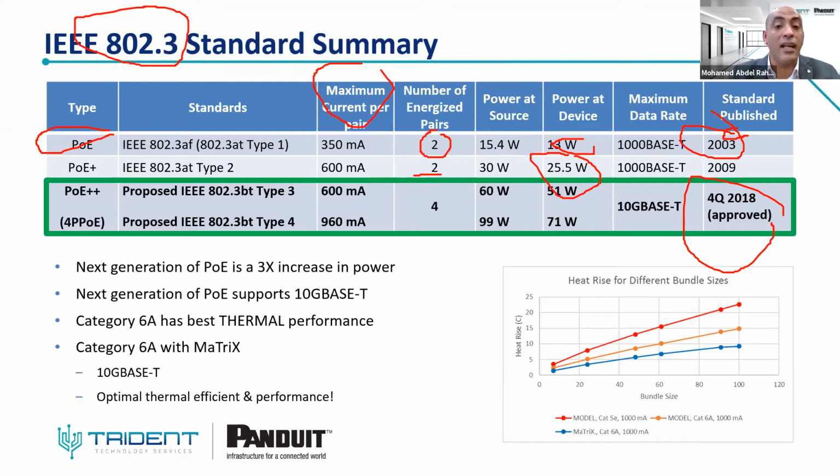You need to understand that starting from type 4, you have now type 3 and type 4, and you have energized the power through the 4 pairs. In type 4, you have around 1 ampere. It is 960 milliampere current that will be transmitted in each pair. So you have 4 pairs, and in each pair around 1 ampere or 960 milliampere will be transmitted inside the cable.